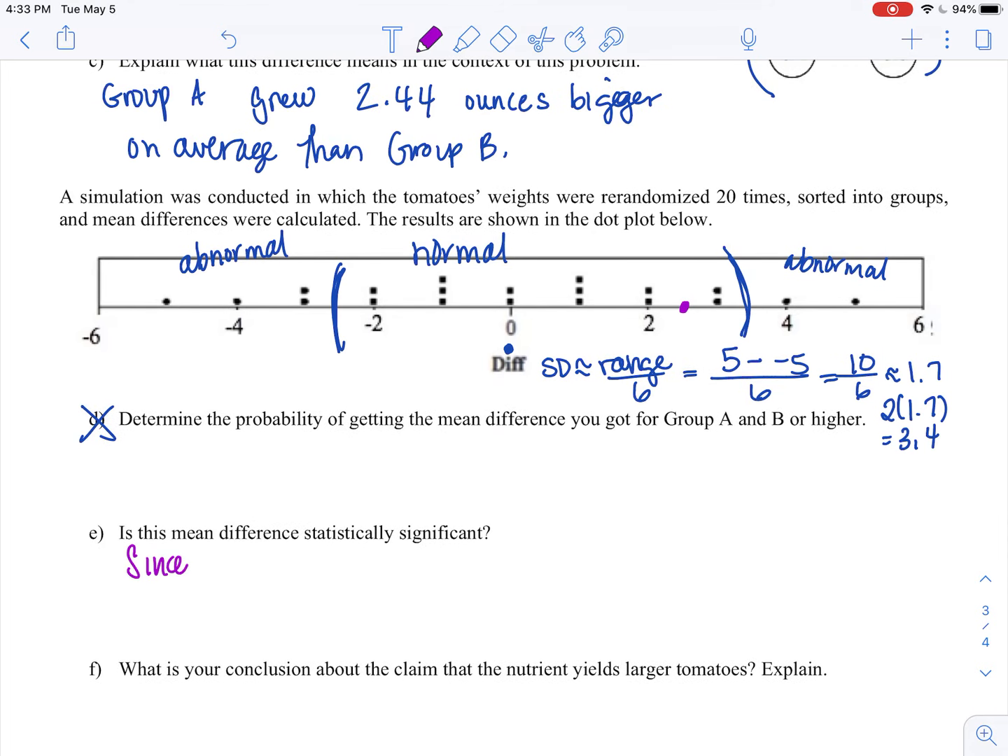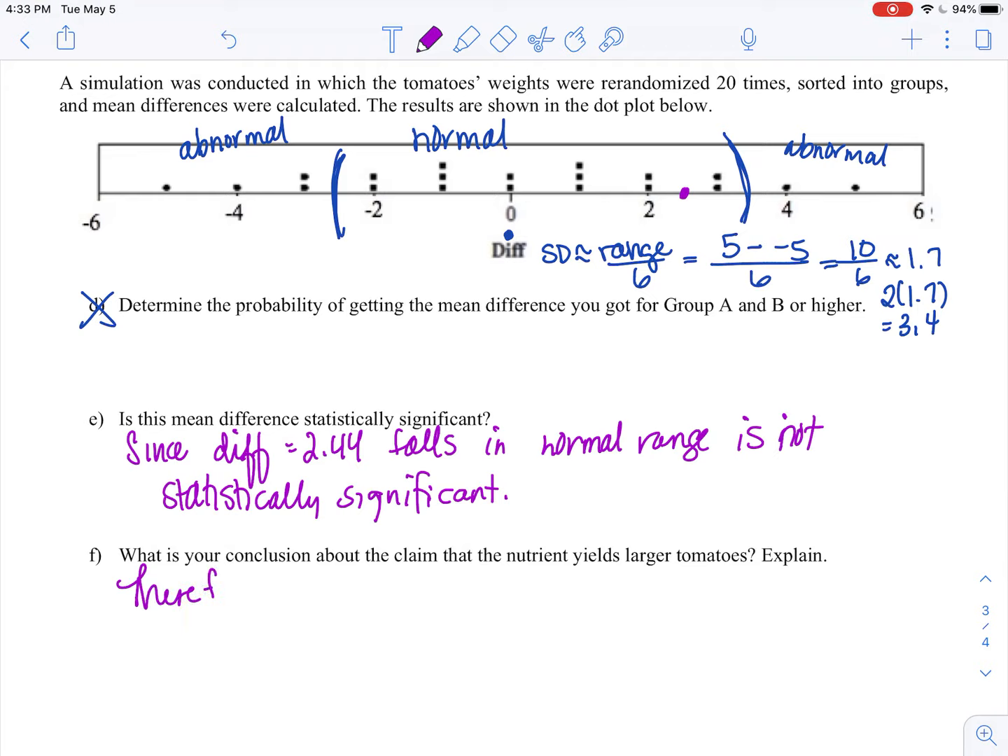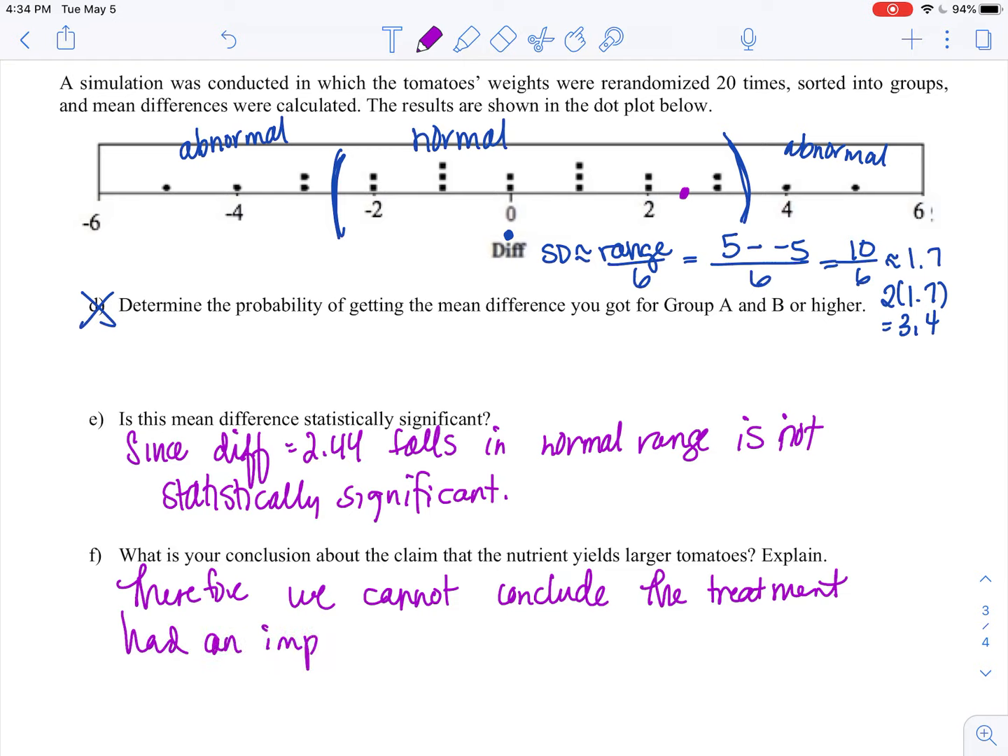So you would say, since the difference of 2.44 falls in the normal range, it is not statistically significant. Therefore, we cannot conclude the treatment had an impact. So that's the idea. Statistically significant means an abnormal result, and an abnormal result means your treatment was effective.